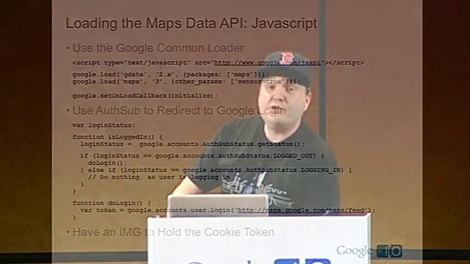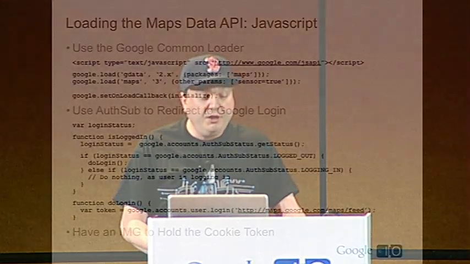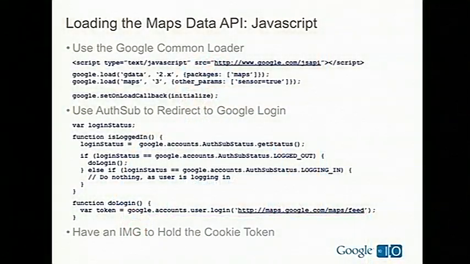So here's an example. The first thing you have to do when you use the Maps Data API is load it. And if you're familiar with V3, you're probably familiar with this paradigm of loading the application. So you're loading JavaScript here using the script tag. And I'm loading 2 packages. And this is nice and convenient because this actually loads everything asynchronously.